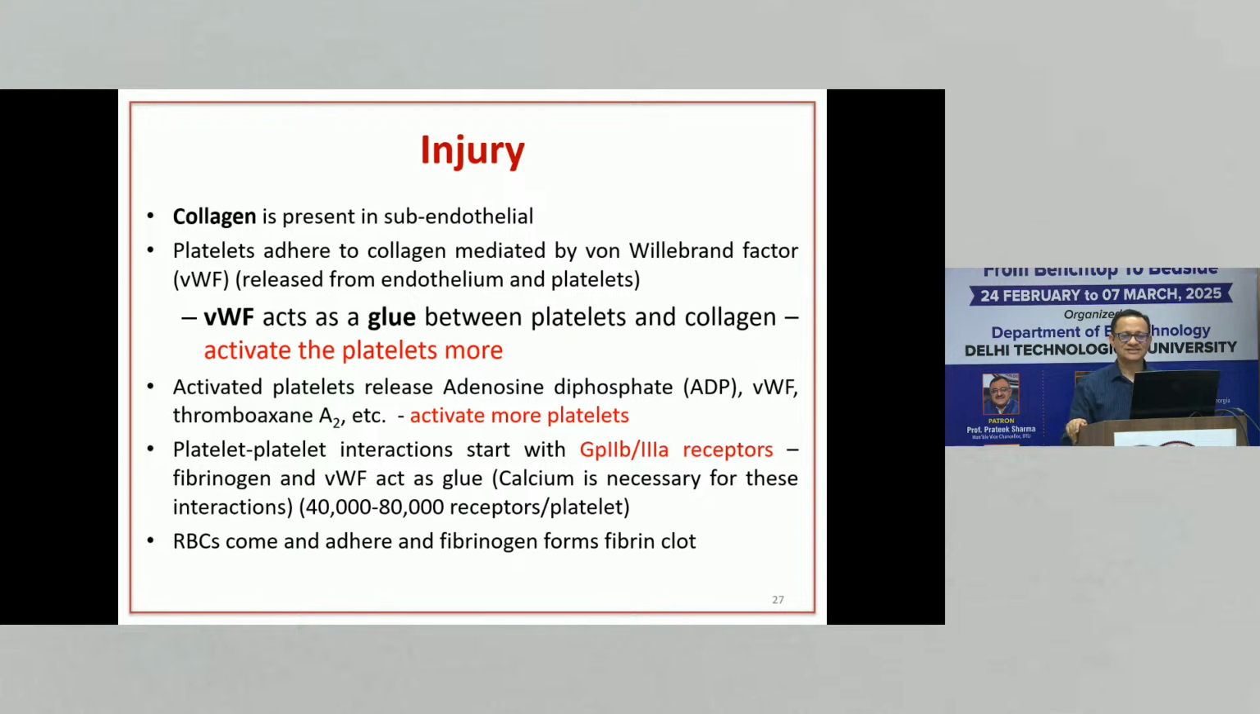Platelet-platelet interactions start with GP2B3A receptors, and fibrinogen and VWF act as glue. So VWF is acting as a glue between collagen and platelets, fibrinogen is acting as glue between platelets and platelets, and they all are trying to get this clotting going.